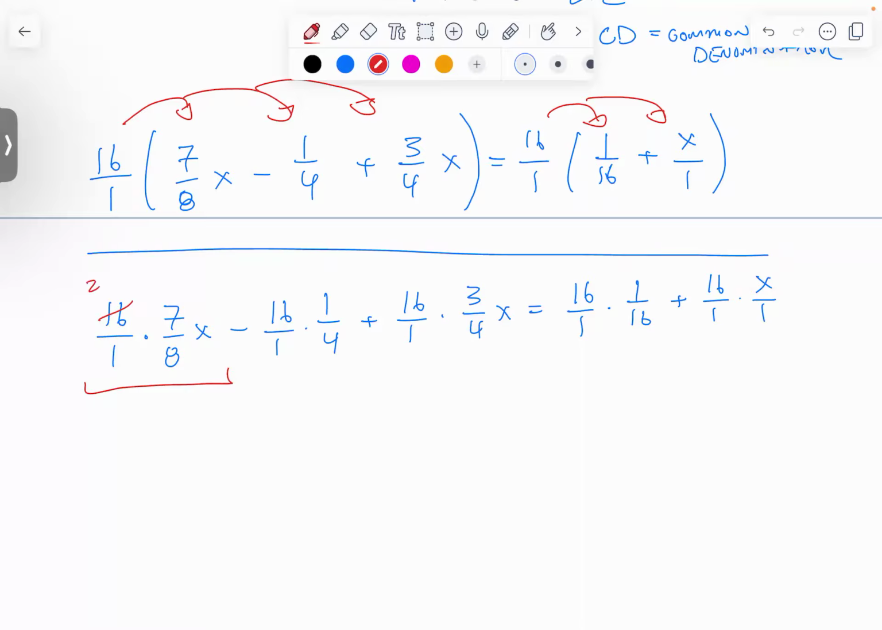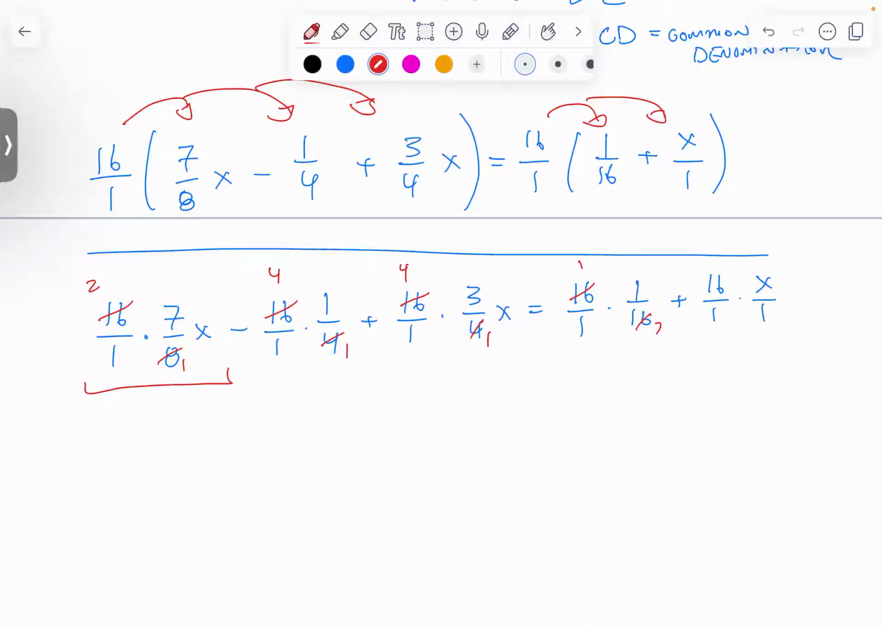8 goes into 16 twice. 8 goes into 8 once. 16 goes into 4 4 times. Goes into 1. All right, 4, 1. 1 and 1. And that goes away. Now, here's the best part.